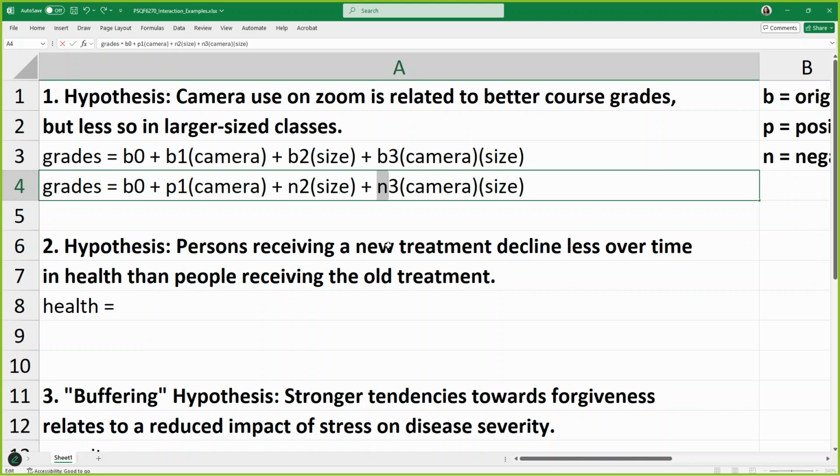And I would say less positive, because it's not necessarily that camera use all of a sudden makes your grades worse. It just doesn't help as much if there's a whole bunch of black boxes and you can't even tell whose camera is on.